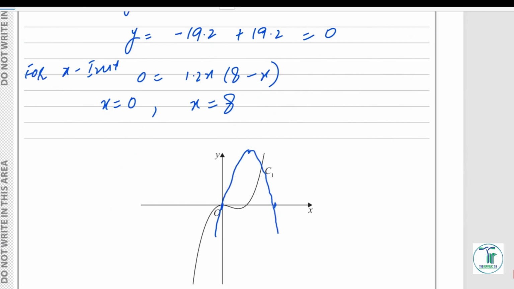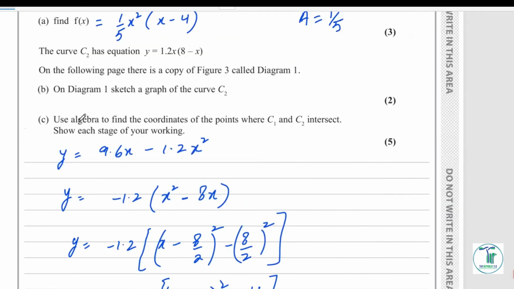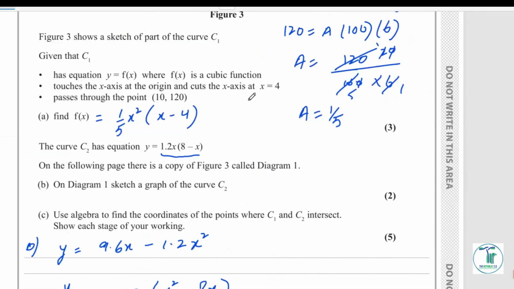So that is how the quadratic equation might look like. Now in the C part, this was the B part. In the C part, we need to use algebra to find the coordinates of the points where C1 and C2 intersect, show each stage of your working. So we've got one equation that looks like this, and the other equation looks like this. So we just need to simplify them.